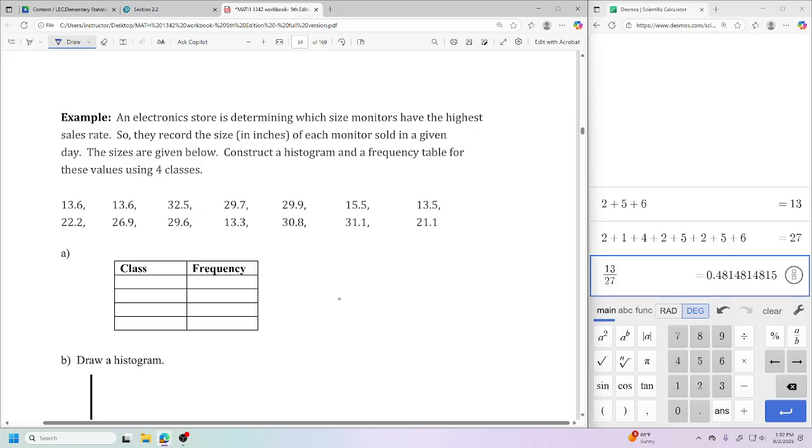What I need to do is, first off, the max minus the min, and I'm going to take all this and divide it by the number of classes. That's how I'm going to get my class width. I'm going to rewrite that right quick. Class width. So what would be the biggest number? 32.5. Okay, what's the smallest? And I get tripped up on this myself. The 13.3? 13.3, there it is. You're right. So 32.5 minus 13.3.